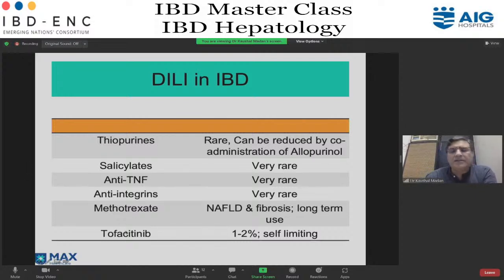And finally, the new drug, the new kid on the block, the JAK inhibitors, tofacitinib, which is available in the Indian market, the risk of developing deranged LFTs is to the tune of 1-2%, but mostly it is self-limiting even if you continue these drugs, especially if the deranged liver functions are mild.